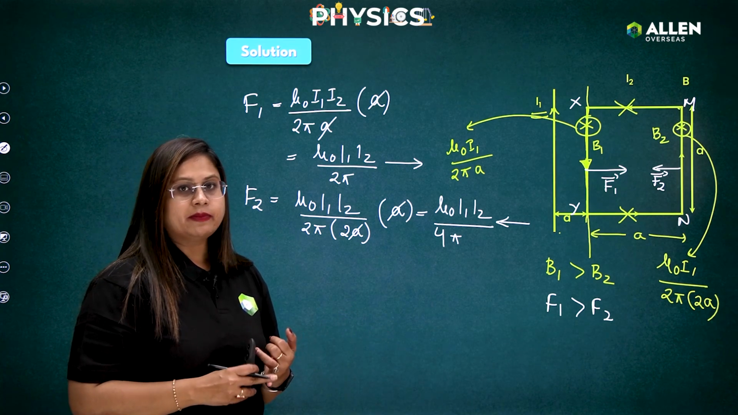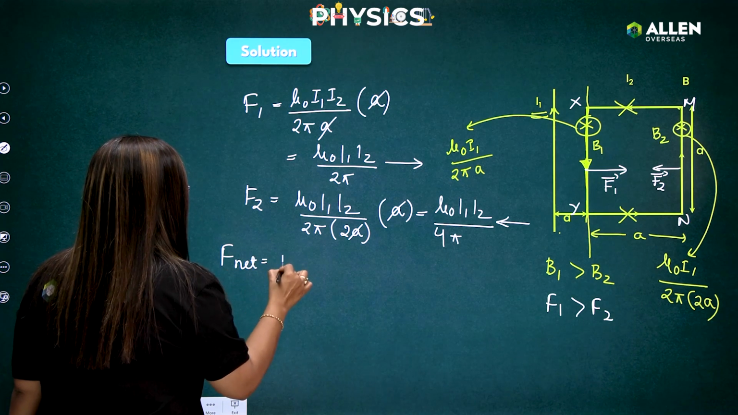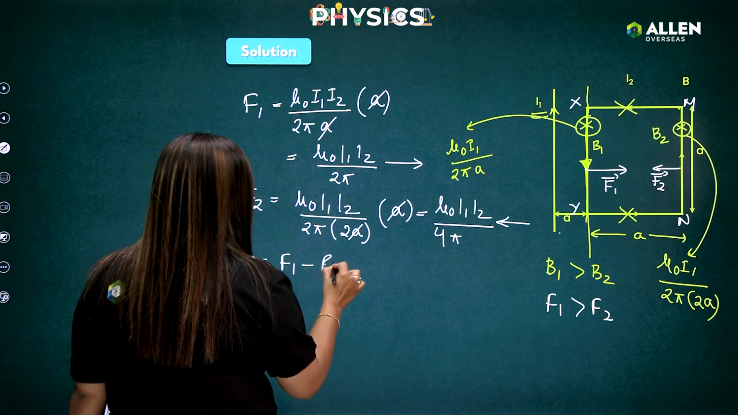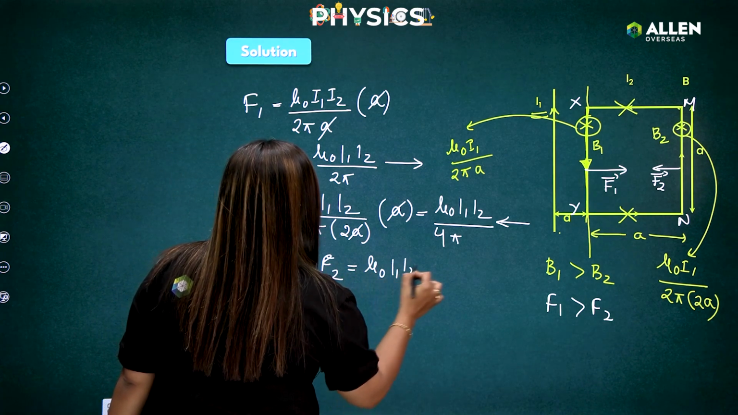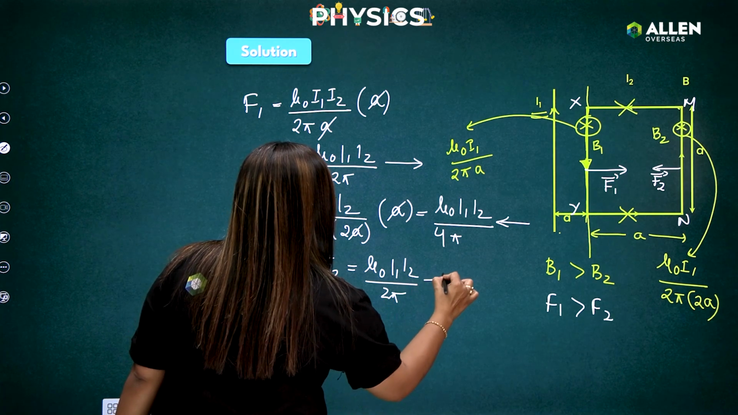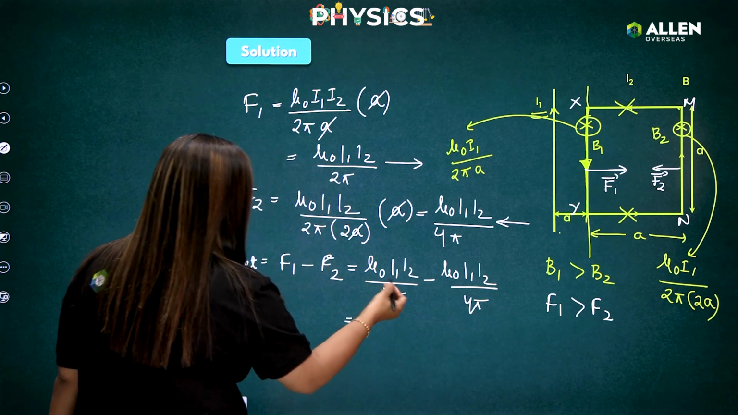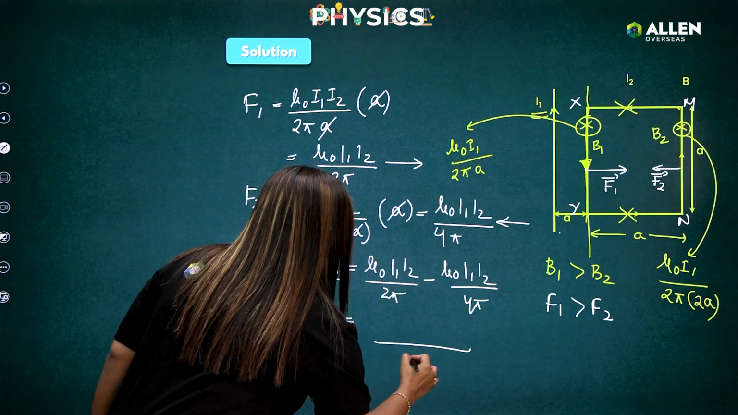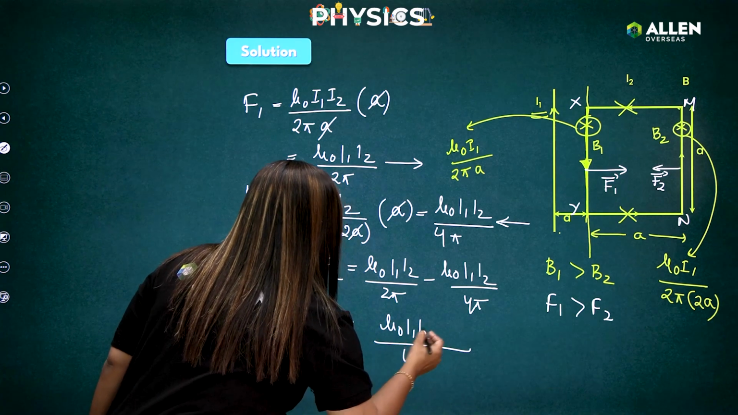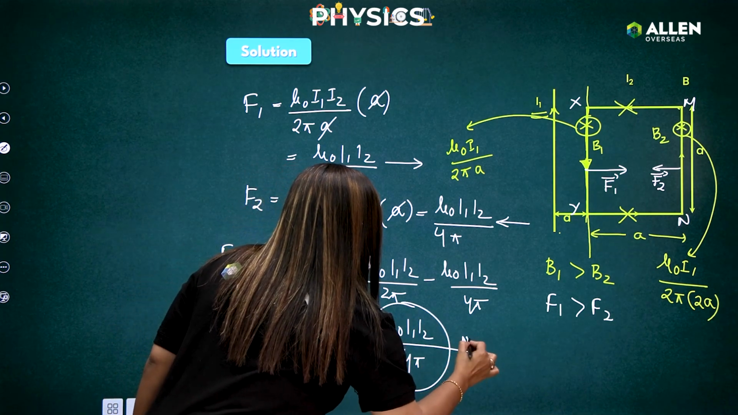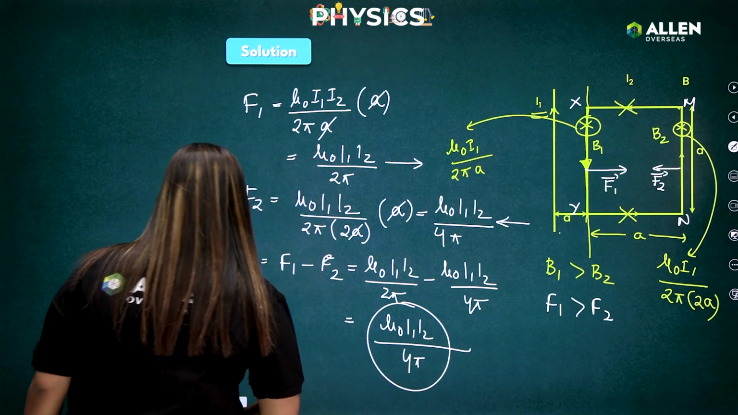Now, we are required to find the magnitude of that force. So, F net is equal to the magnitude of F1, because this is more, minus the magnitude of F2. This is mu naught I1 I2 divided by 2 pi minus mu naught I1 I2 divided by 4 pi, and we can clearly see that you can take the LCM. So, this is going to be 4 pi and mu naught I1 I2 in newtons, if all other things have been given, or we can simply say that it is a unit.